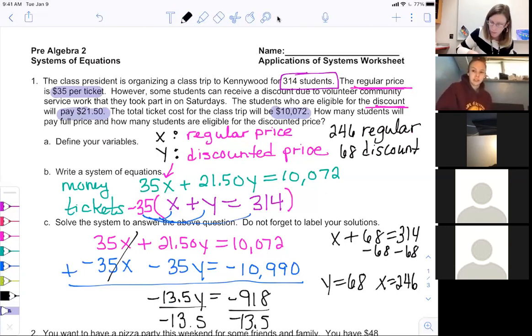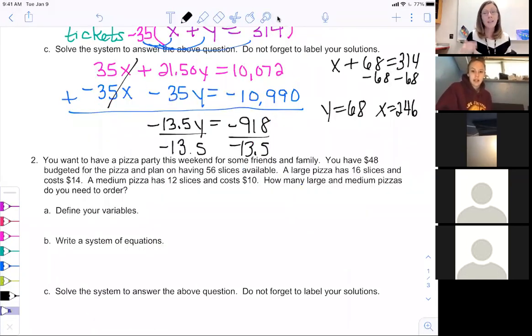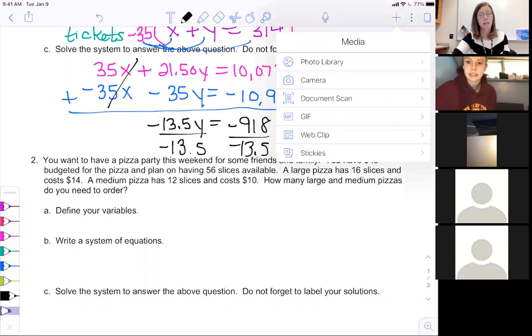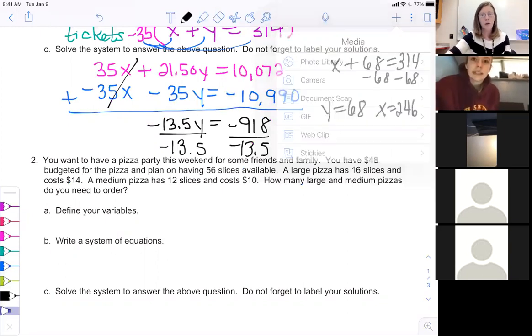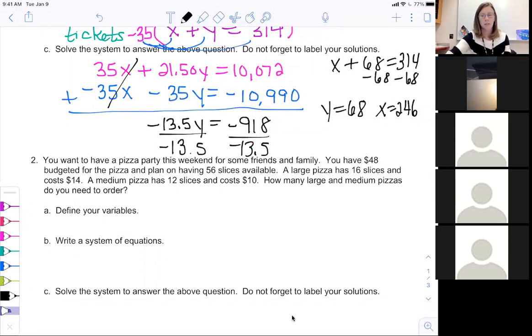So you have one problem done. There are 3 more identical to this. There's still 5 minutes left in class, so feel free to stay on, ask questions. Otherwise, have a fantastic day. But please get these problems done. 3 problems to go. Have a good day.